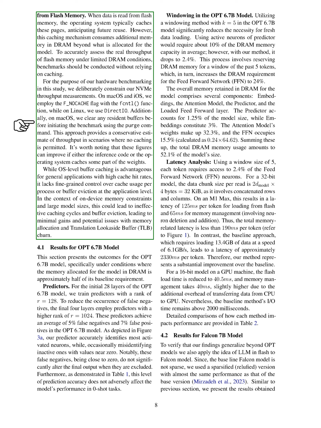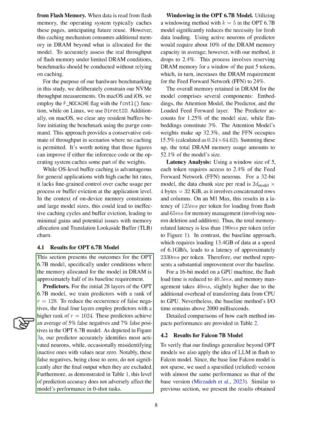For the OPT 6.7b model, we train predictors with a rank of 128 for the initial 28 layers. To reduce the occurrence of false negatives, the final 4 layers use predictors with a higher rank of 1024. These predictors achieve an average of 5% false negatives and 7% false positives in the OPT 6.7b model. Our predictor accurately identifies most activated neurons, while occasionally misidentifying inactive ones with values near 0. However, these false negatives, being close to 0, do not significantly alter the final output when they are excluded.